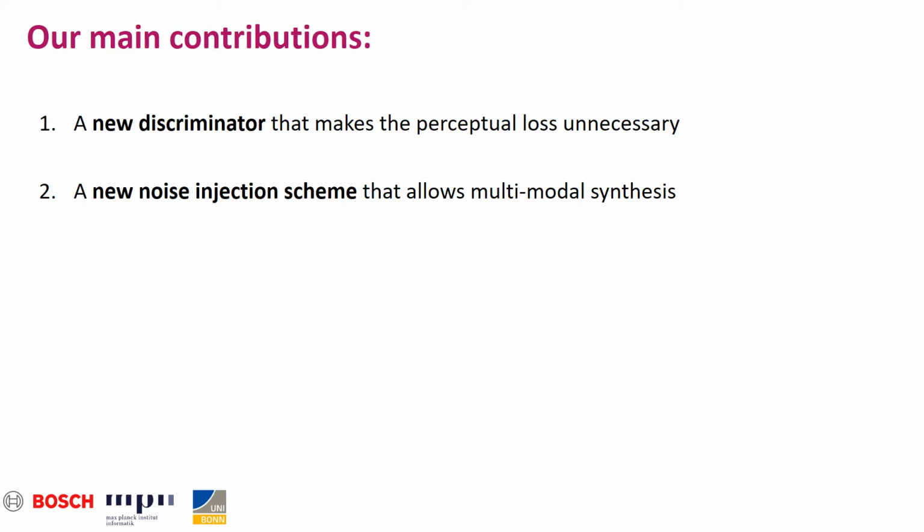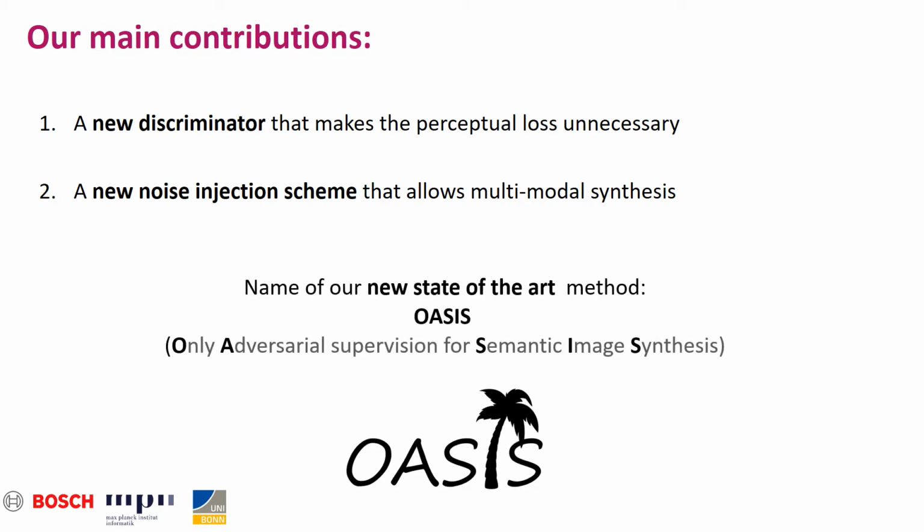We solve these two problems with our two main contributions. First, we devise a new GAN discriminator architecture that eliminates the need for extra supervision from the perceptual loss. Second, we devise a novel noise injection scheme that allows for the first time to sample diverse multimodal outputs directly from input noise. In effect, we achieve a new state-of-the-art for semantic image synthesis. We name our model OASIS, as it only needs adversarial supervision for semantic image synthesis.